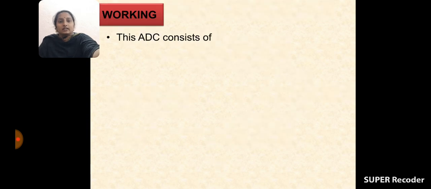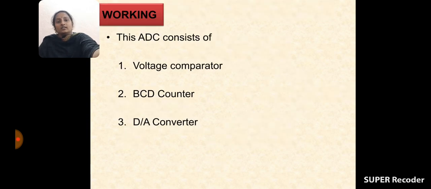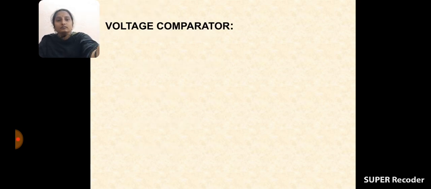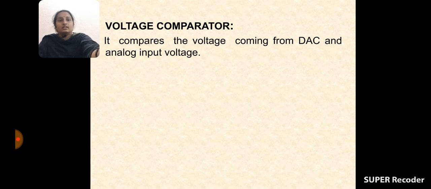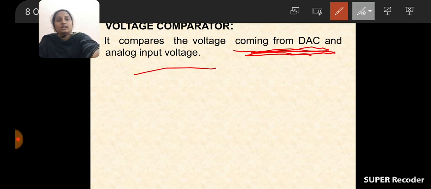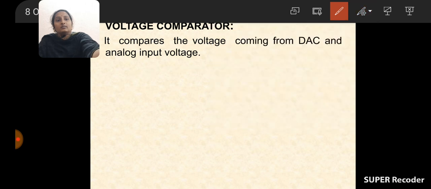Once check the slide, what I explained is there in the slides. Once see the slide. It consists of what? Voltage comparator, BCD counter, D2A converter, as well as AND gates. The voltage comparator compares the incoming voltage, that means the input voltage, with the output from the DAC, the digital to analog converter.